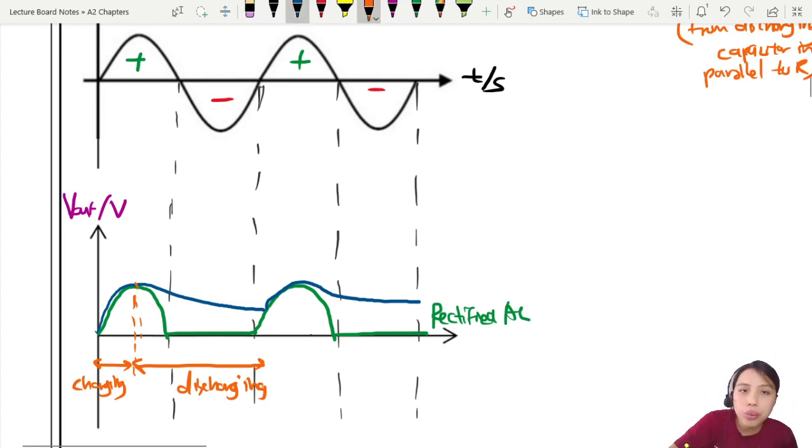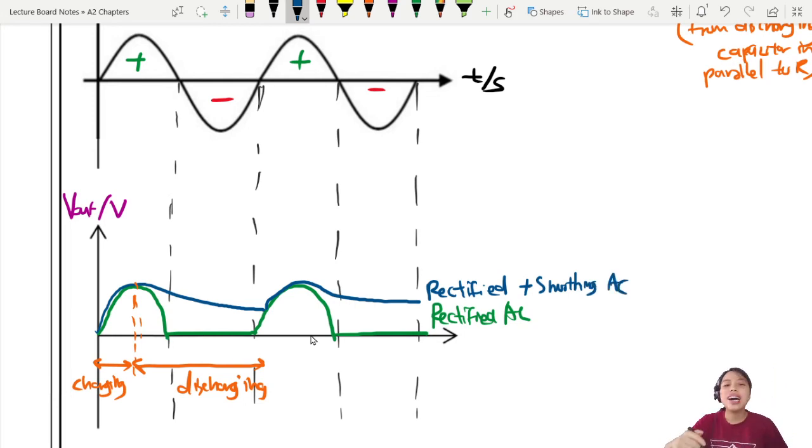So this is what we call rectified plus smoothened AC. So you have rectification and you have smoothing of your AC. If you can adjust your values just nicely, you get almost a straight line. Remember, the ultimate goal is to get a voltage or current that is DC. DC means perfectly straight. This is not perfect, I know, but it's close.